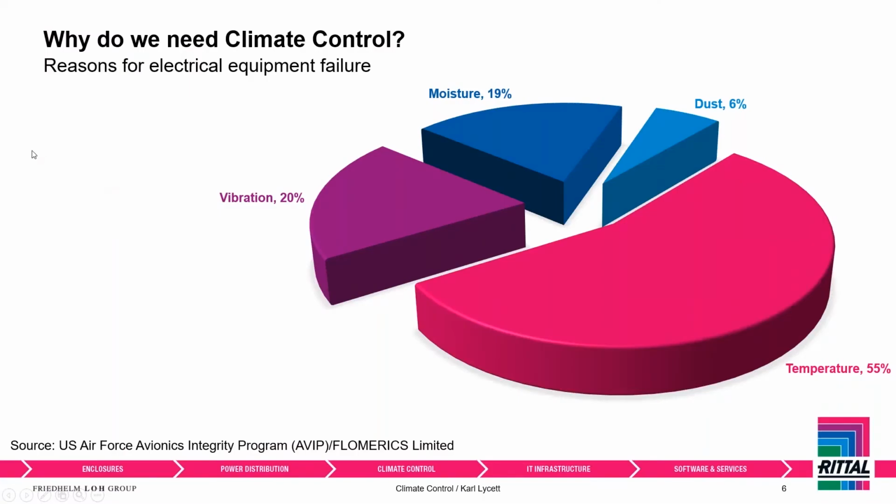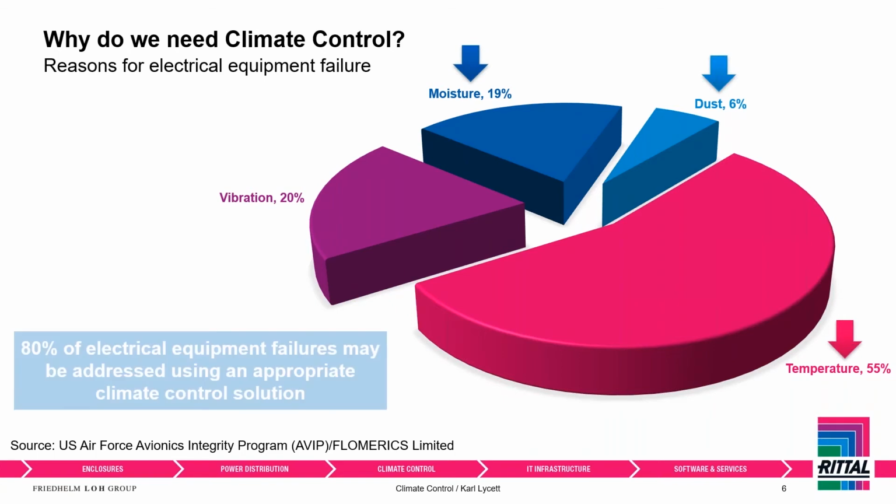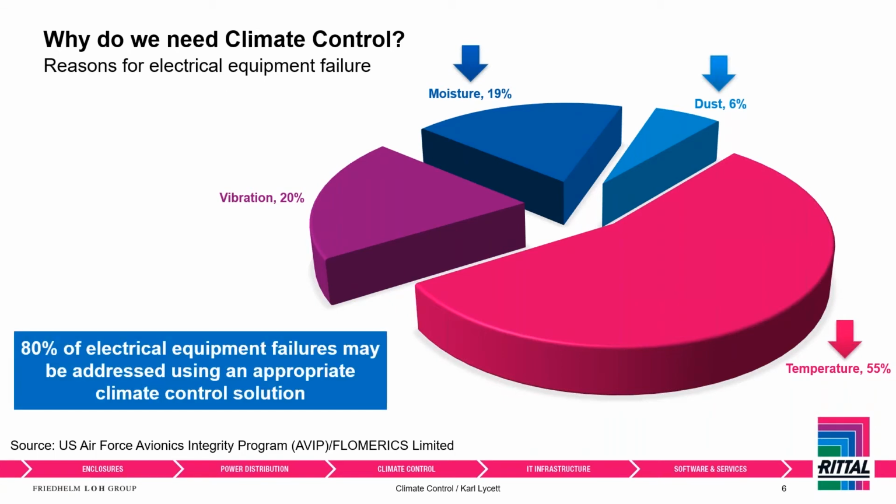Now then, if we look at this report here that was done by the US Air Force and their integrity program, they've broken down the reasons for electrical equipment failure into 4 slices of the pie in their report. So we have vibration, moisture, dust, and temperature. If we look at these 3 that are highlighted now, we can reduce or fully address 80% of the electrical equipment failures by using the appropriate climate control solution. Not a climate control solution, the correct climate control solution.